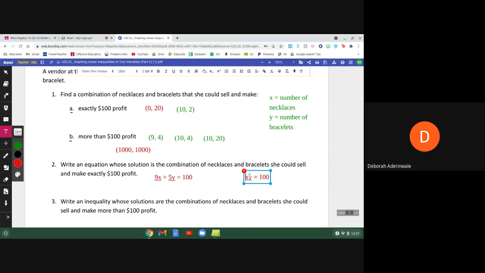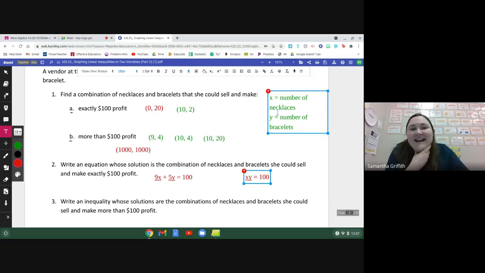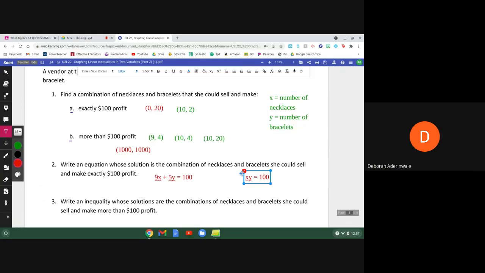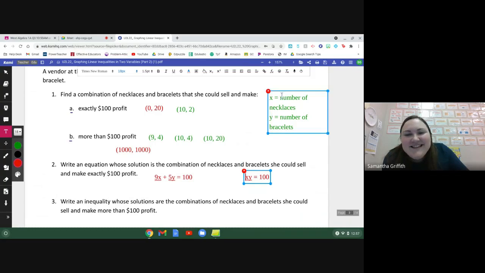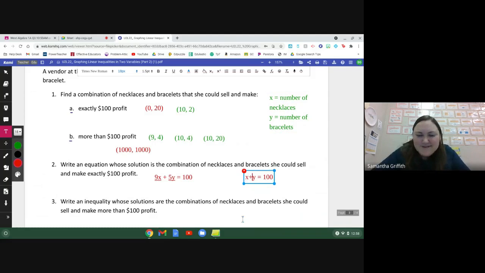No, it's multiplying. I just wrote it as a second one to ask us the question. So if we write xy, that's telling us we're multiplying how many necklaces she sells by how many bracelets she sells to get 100. I also heard x plus y. That's telling us the total number of necklaces and bracelets she sold is 100. Not $100, but 100 items.